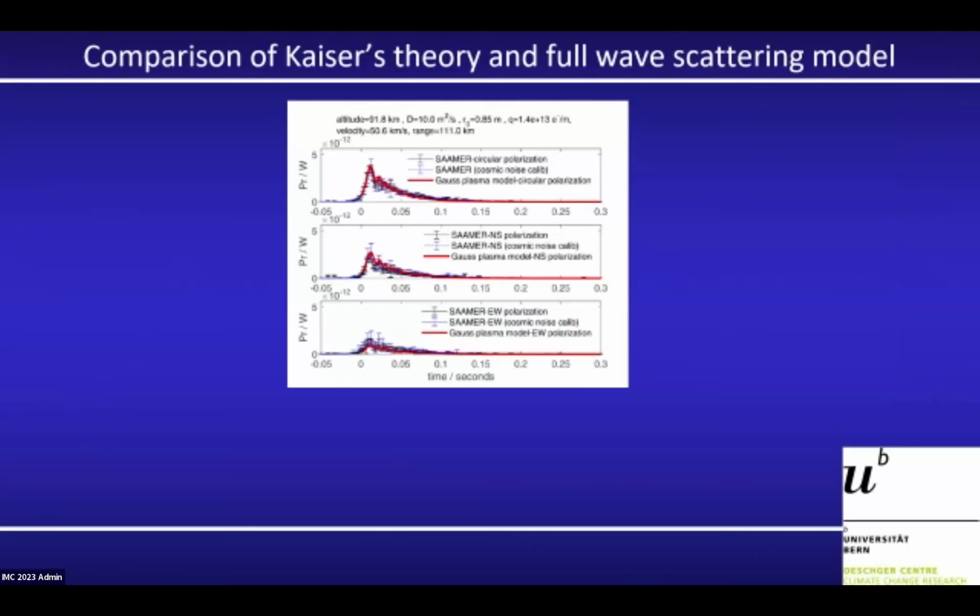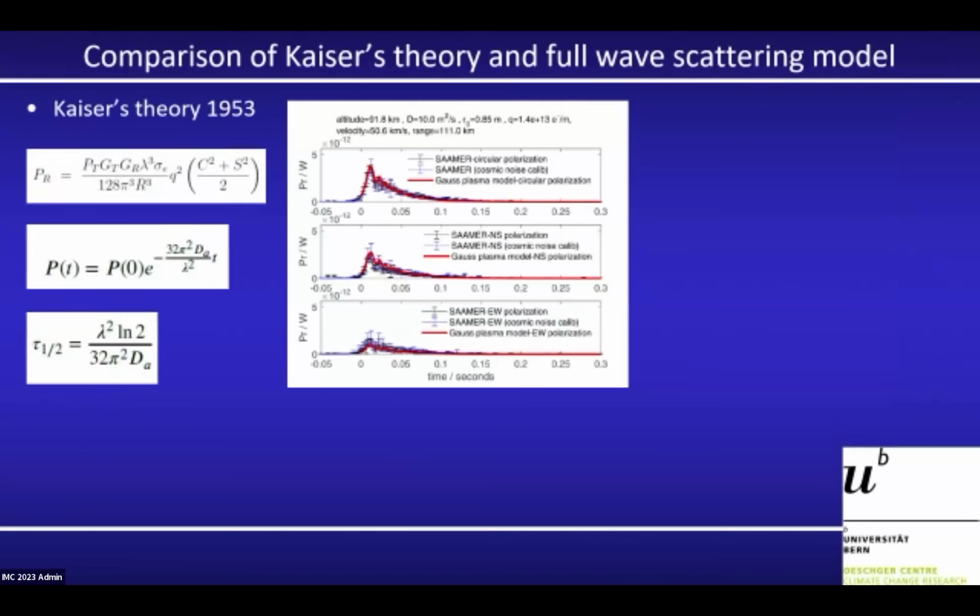In the upper panel of this figure, you see the circular polarized signal averaged over the main array. The blue part is a measurement calibrated with a noise generator. Black is the noise generator, blue is the cosmic noise background, and the red one is the full wave scattering solution for this meteor trail after the fitting.